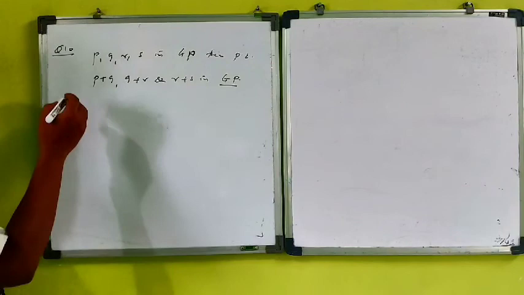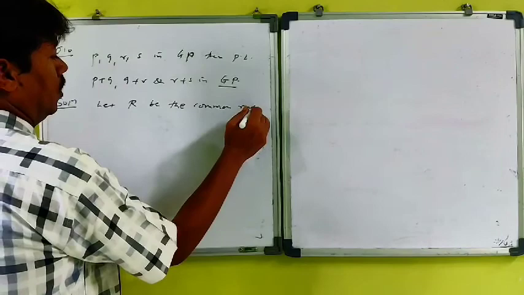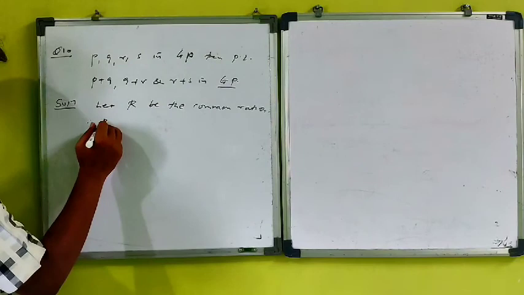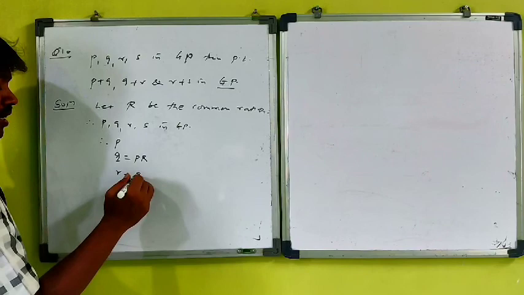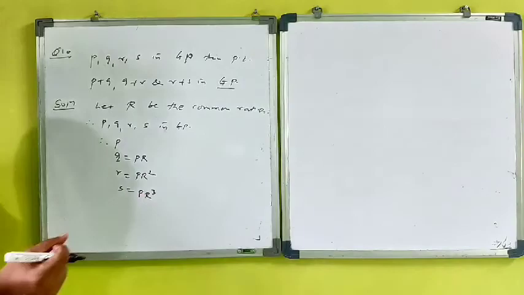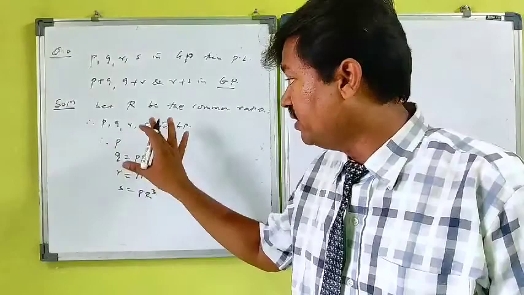So, solution. Let capital R be the common ratio for this. I have taken R capital because the small r is already there. Since P, Q, R, S are in GP, Q can be written in terms of P, and R and S can be written in this way, because the ratio is constant. PR squared upon PR is nothing but R. So by definition of GP, Q is PR, R is PR squared, and S is PR cubed.